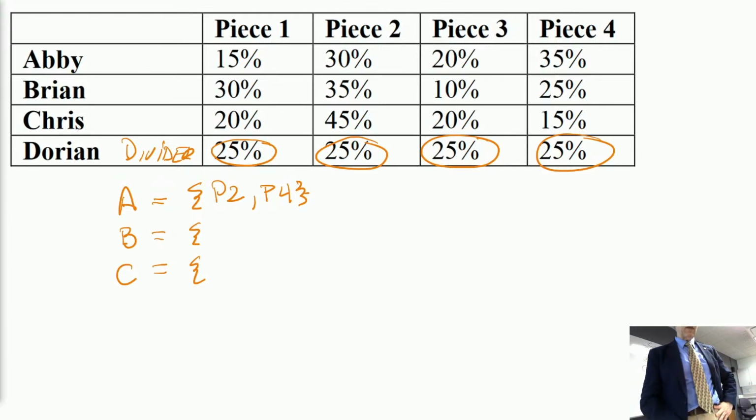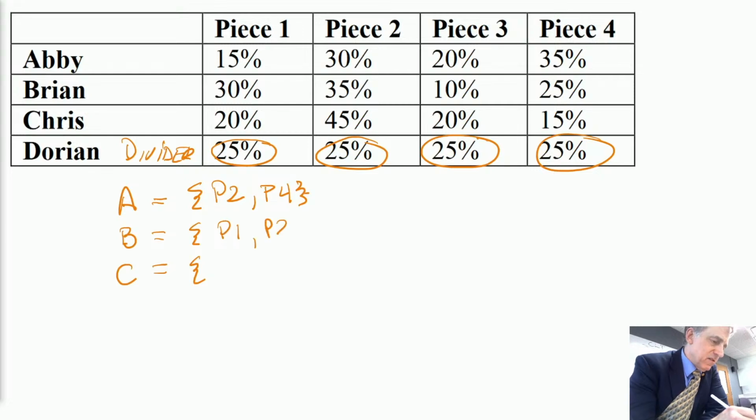But anyway, getting back to this, let's do B, Brian. Who are we up to now? We're at Lily. Lily, what about Brian? What's Brian think is acceptable? Piece 1, piece 2. Very nice. And then one more, Sydney. What about Chris? Just piece 2? Chris is picky.